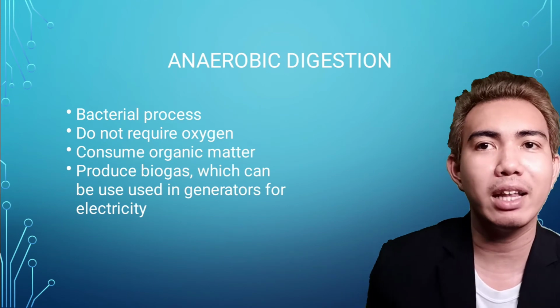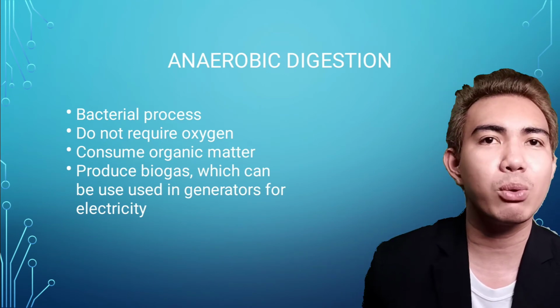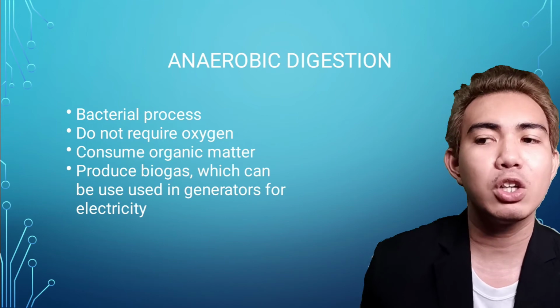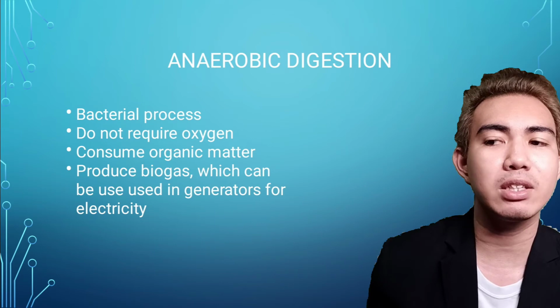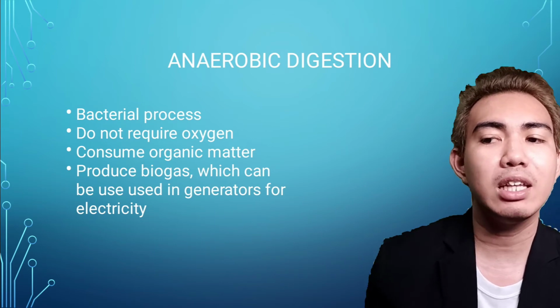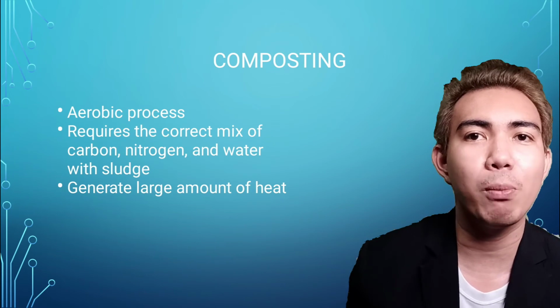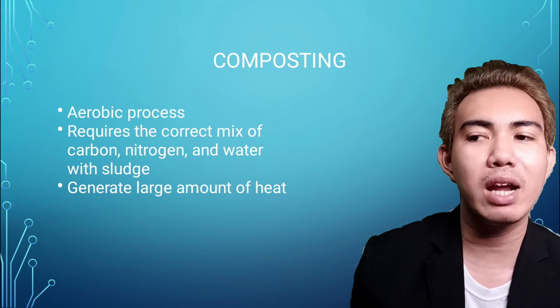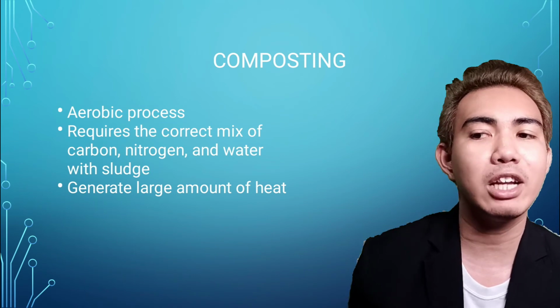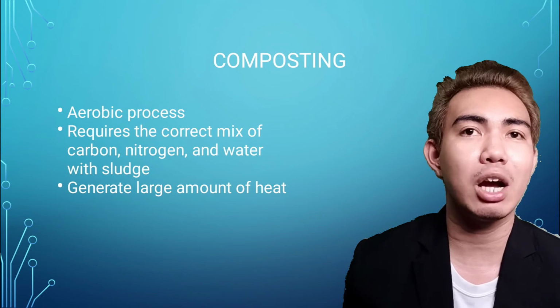Second one, we have the anaerobic digestion. Bacterial process that does not require oxygen. Consume organic matter. Produce biogas which can be used in generators for electricity. And lastly, we have the composting. Aerobic process that requires the correct mix of carbon, nitrogen, and water with sludge. Generates a large amount of heat.